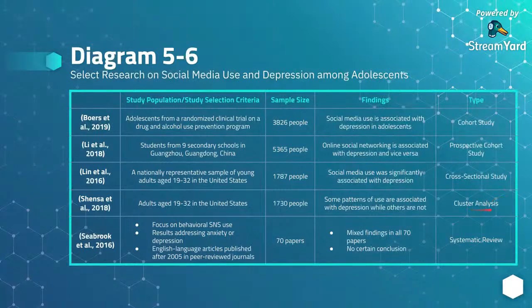And then there's a cluster analysis paper from 2018, published in the American Journal of Health Behavior, which found that not all patterns of social media use are associated with depression. This paper analyzed 1,730 young people between the ages of 19 and 32. There are 5 different categories of people, and I have 4 of them here. So there were unplugged people, concentrated and diffuse dabblers, connected people, and wired people.